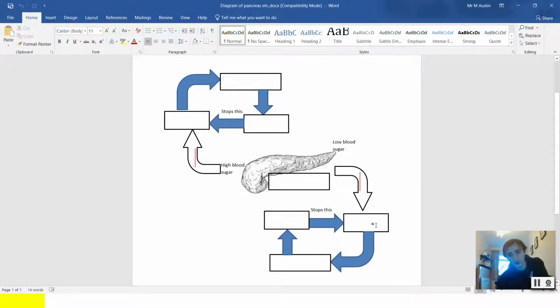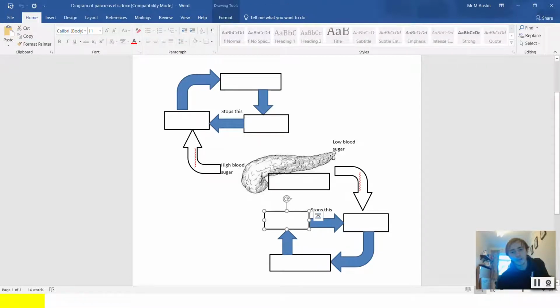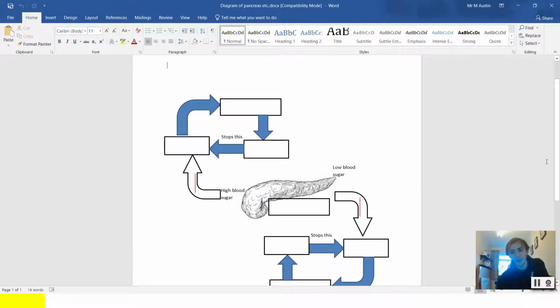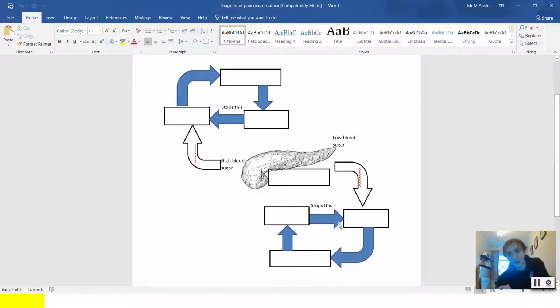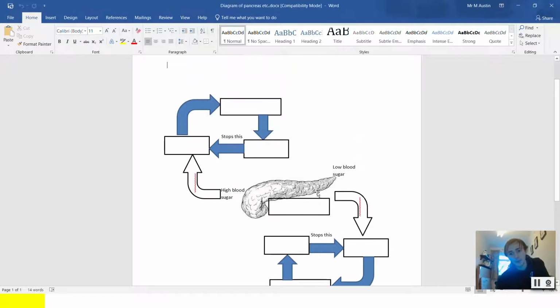After glucagon is released, the glycogen will be broken down into glucose. So the very bottom box is glycogen broken down into glucose. And again, that should return the blood sugar to normal, because I had too little blood sugar, then I broke the glycogen down and turned it into glucose, so now I have lots of blood sugar. And again, once I have normal blood sugar again, it will stop the glucagon being released.